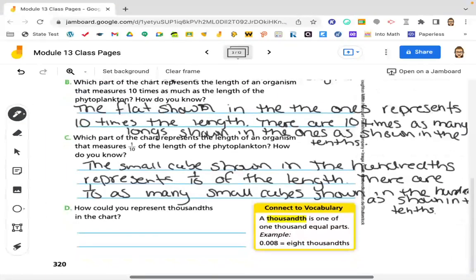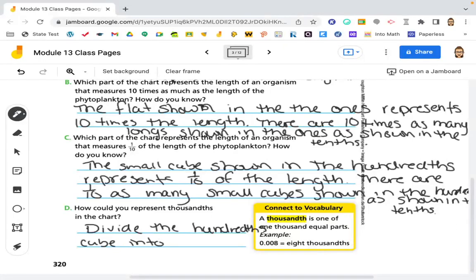How could you represent thousands in the chart? Well, we've used a flat, a long, and a small cube. And we're getting smaller, so we could divide the hundredths cube into 10 equal parts. Because 1/1,000 is one of 1,000 equal parts.